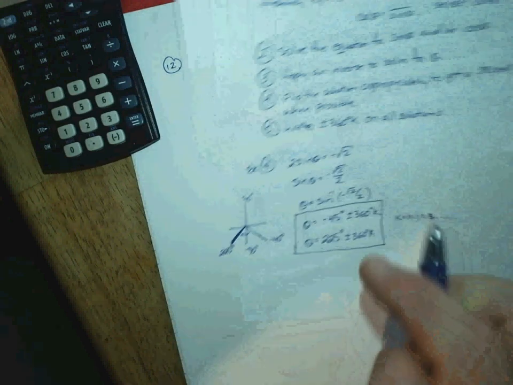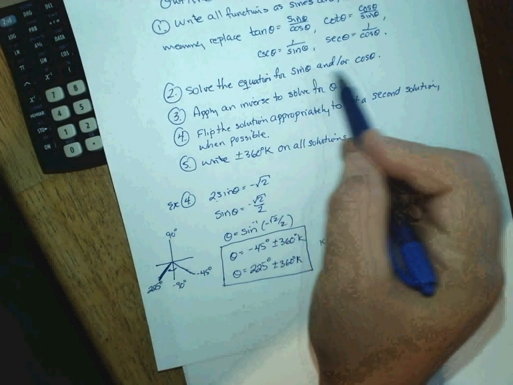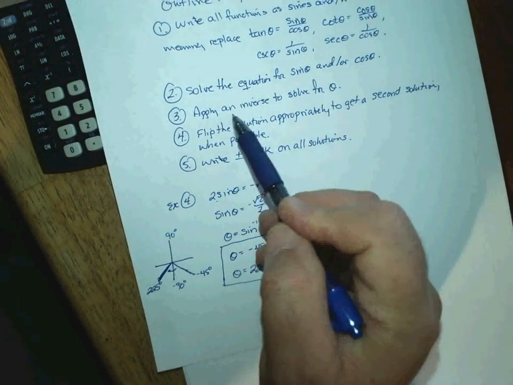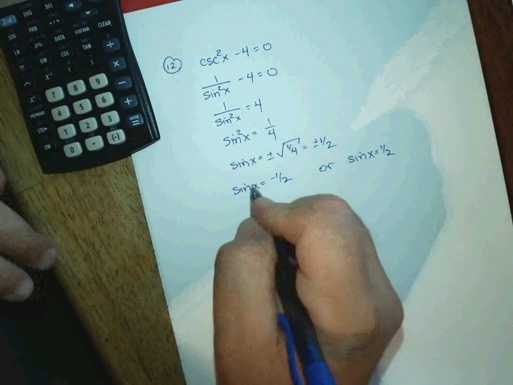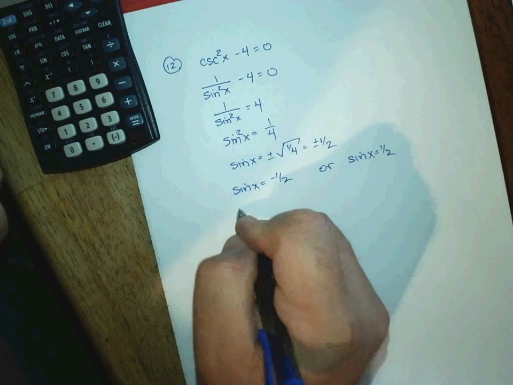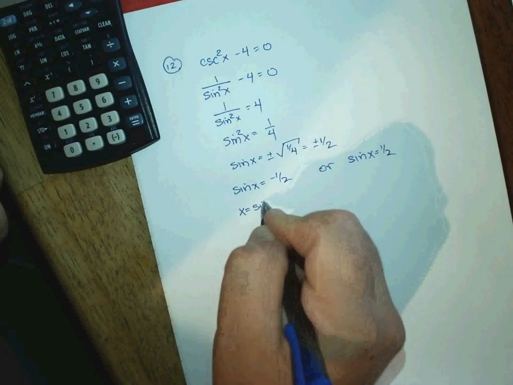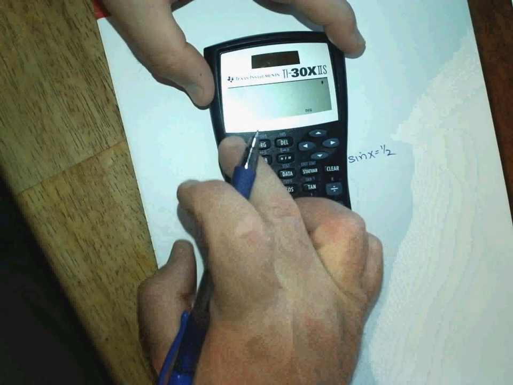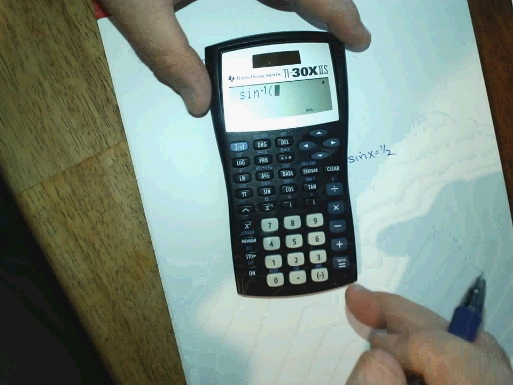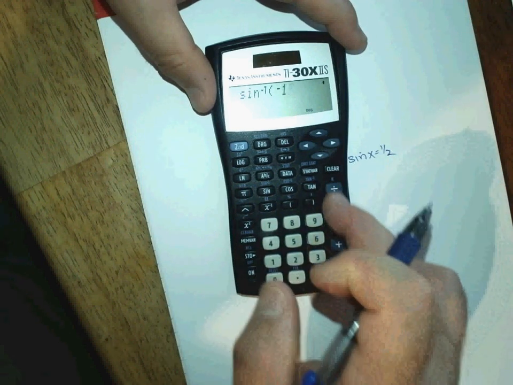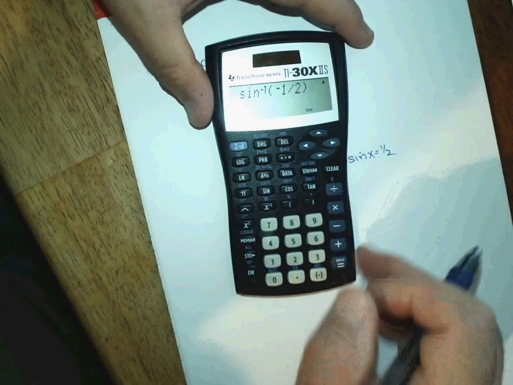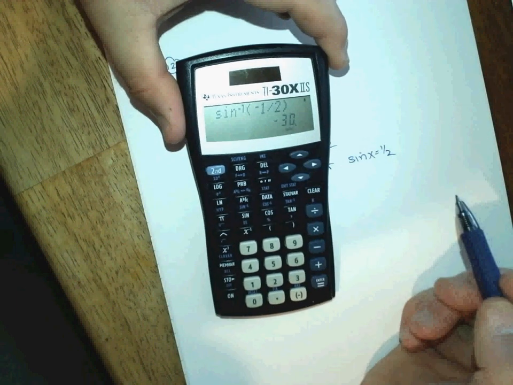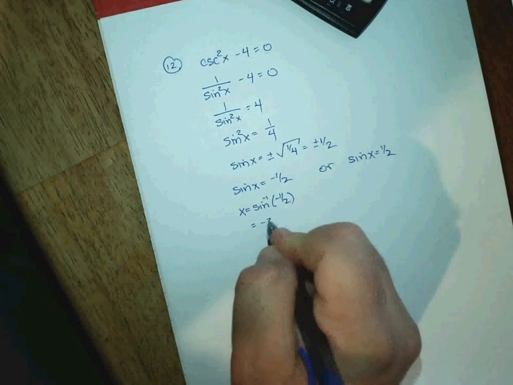All right, that completes step 2, where we've solved the equation for the sine. Step 3, apply an inverse to solve for theta now. In this case, I'm solving for x. X is the inverse sine of negative a half. Using your calculator, again, you don't have to be thinking here, really. You just have to follow the steps. Inverse sine of negative 1 over 2 gives me the angle negative 30 degrees.